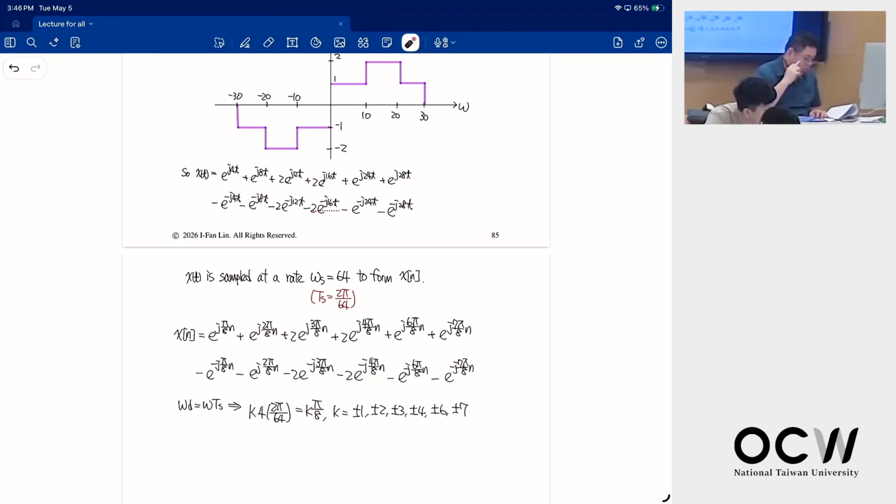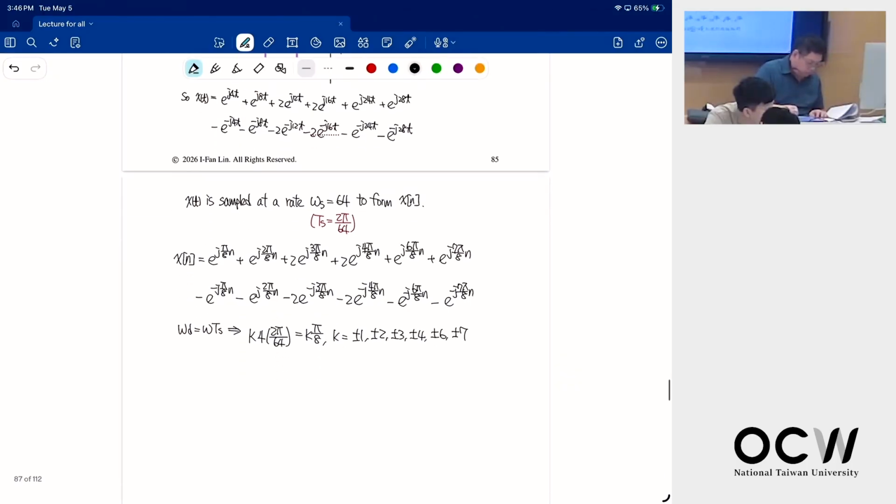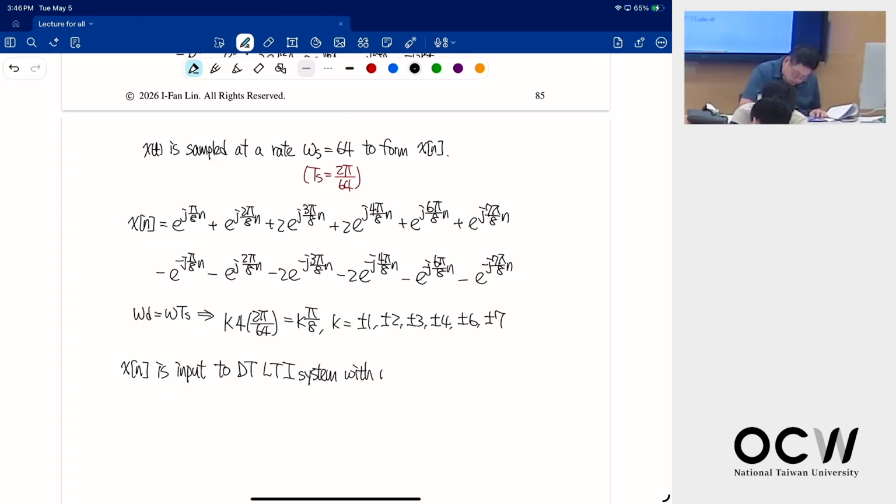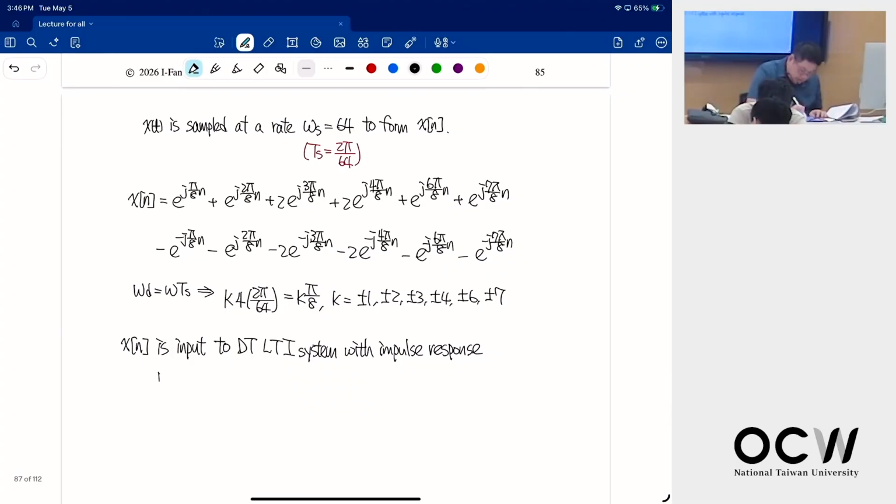So suppose this signal is the input. So x is the input to a discrete time, linear time invariant system with impulse response, and the impulse response is h.